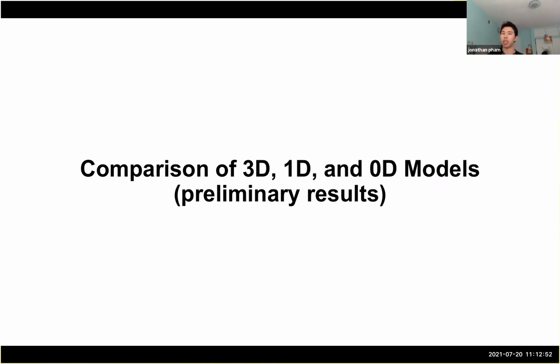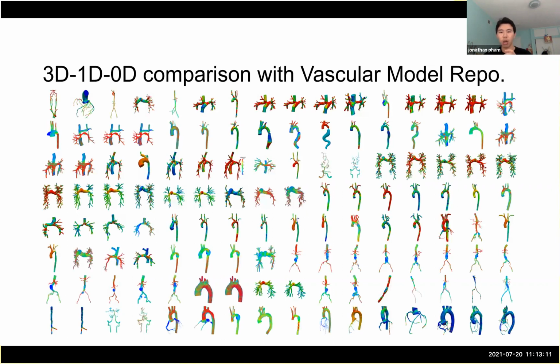And so now we want to proceed by giving you a peek at the performance of 1D and 0D models when we compare them to 3D models. And so the results that I'm about to show right now, they're still preliminary. And so we're still working on this, and there still might be more things we need to add to these results in the future. So for our comparison here, we're using the data from the vascular model repository, which is just a collection of fully simulated 3D vascular models consisting of various anatomies such as aortas, pulmonary and coronary systems.